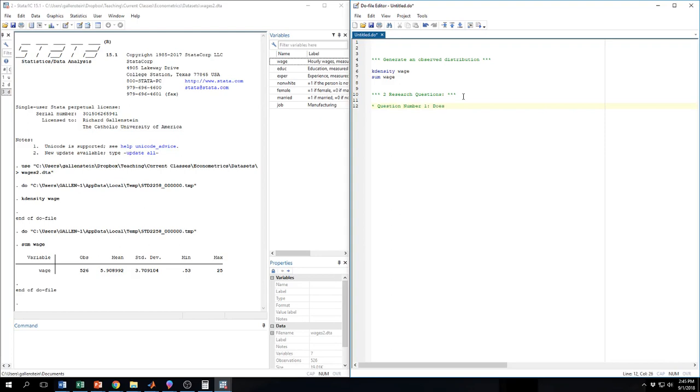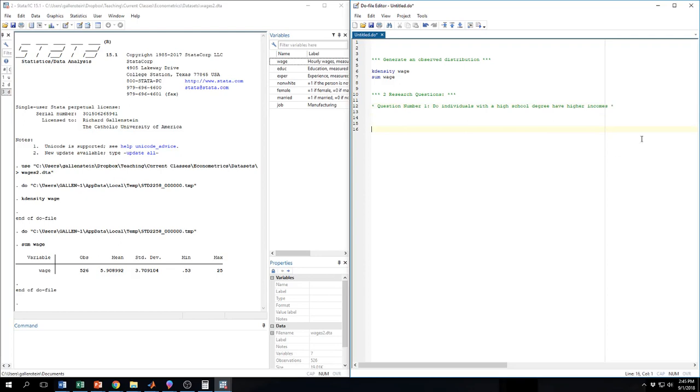Basically say this: do individuals with a high school degree have higher incomes? All right.